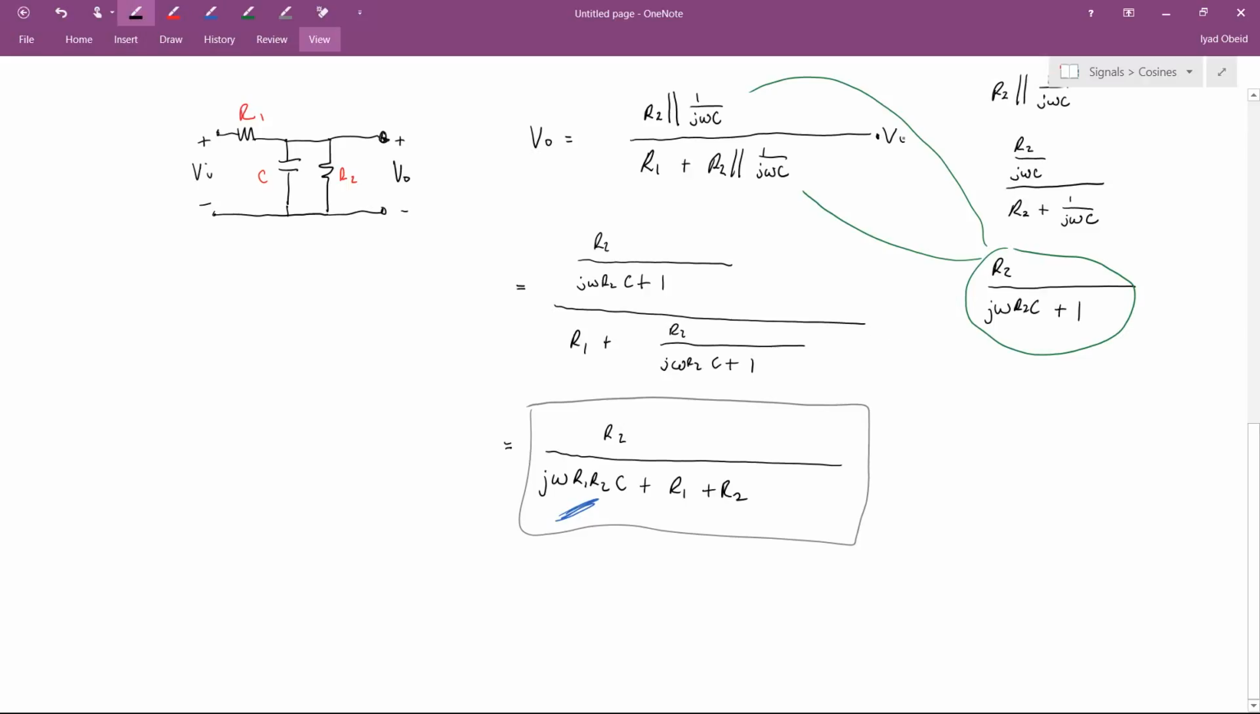Alright, sorry, I just forgot to mark that there's a times V in on all of these. Okay, times V in, just to be accurate. Good. So this is how we can use impedances to make circuit analysis much easier and even do away with the much feared differential equation.